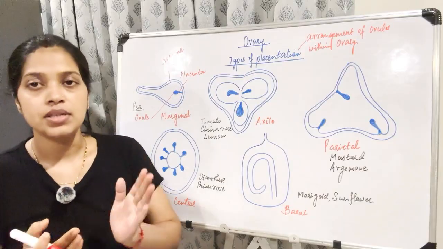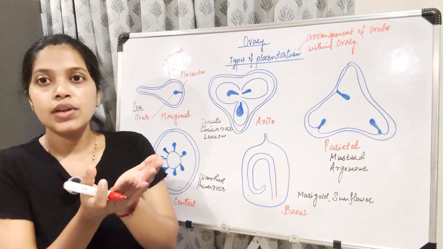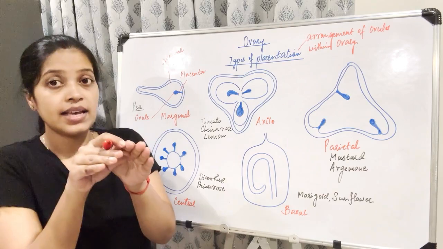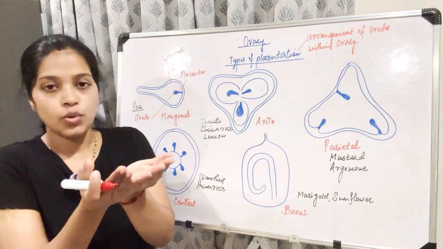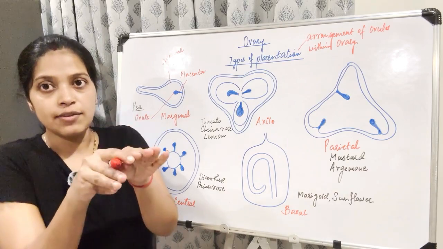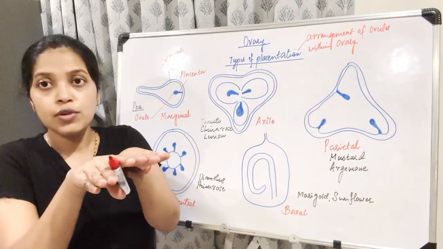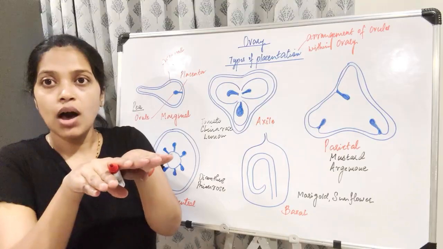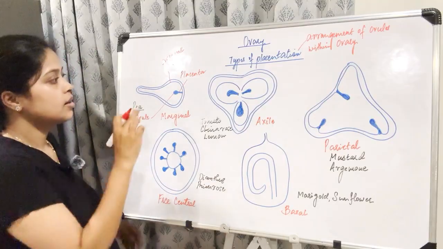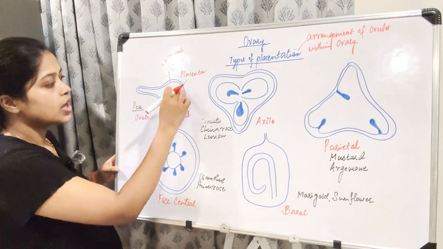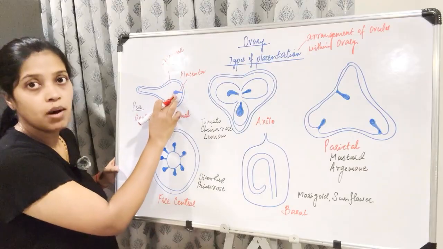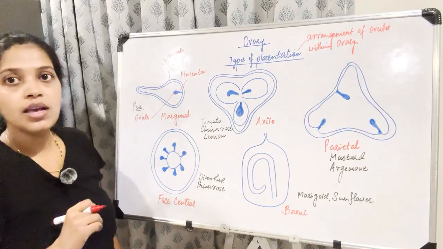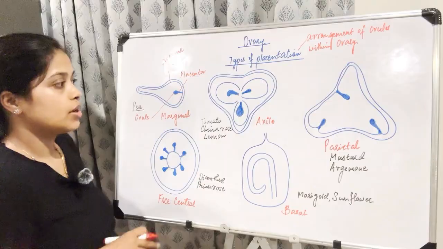What happens here is the ovary folds like a leaf. Where the ovary wall fuses, at that margin the ovules are present. Okay, so here the ovules are present in that margin, so it is called the marginal placentation.